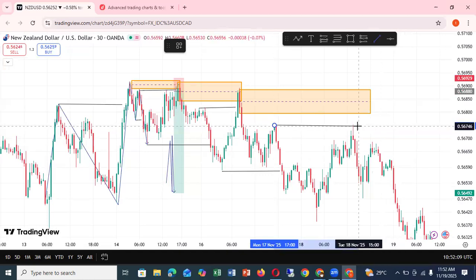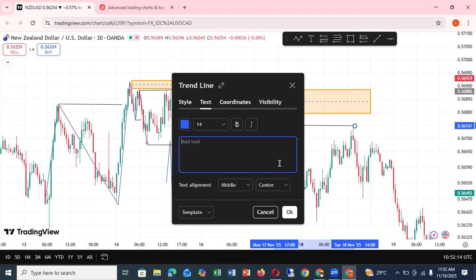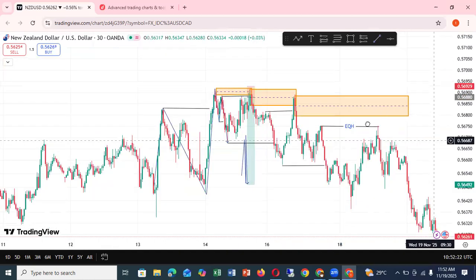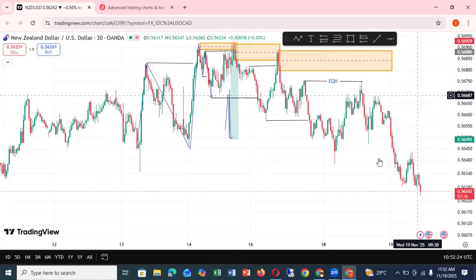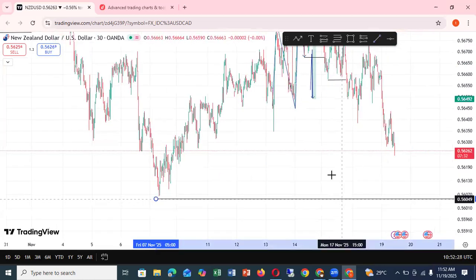We still have an unmitigated point of interest there. Don't forget you are bearish. So you can see this is like equal highs, so we call this equal highs liquidity. In my mentorship class, I teach all this. This is an equal high, and we have this clear order block resting above it. Where's our target line? Our finish line is this line.